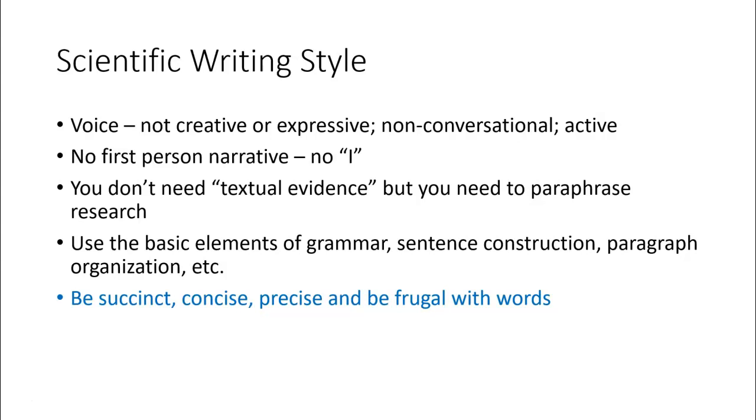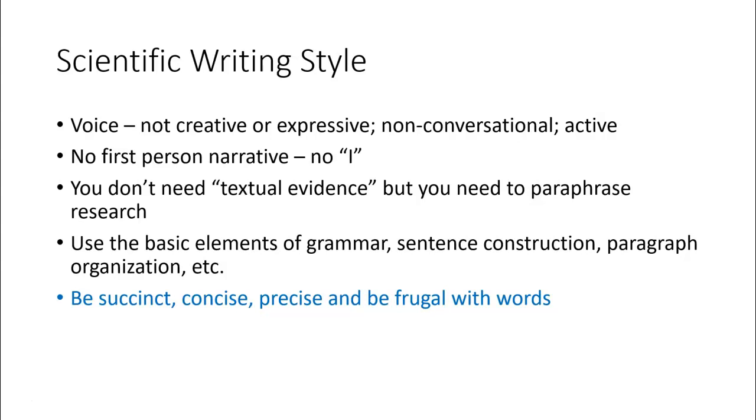You might have been taught to use descriptive language in a lot of your English writing courses. In this type of style, you don't want to use that sort of flowery language. Also, your voice shouldn't be conversational, meaning it shouldn't sound like you're talking, and you should be using an active voice throughout papers. Also, there's no first-person narrative in most academic papers in the social sciences, and particularly in psychology.